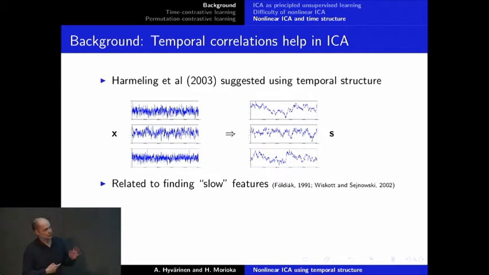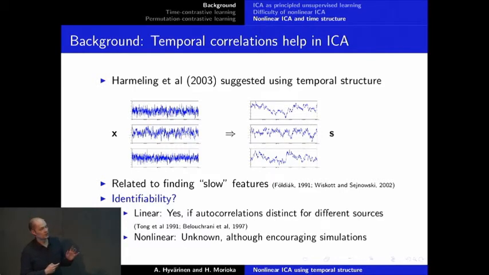So now the question is, does this actually work? In other words, is this identifiable? Can we identify the original sources by this method? In the linear case we know that yes, we can. That was of course the motivation for Harmeling and others to propose it as a nonlinear extension, although there's maybe a slightly unpleasant assumption that you have to make on the correlations of the sources, but fundamentally it works.